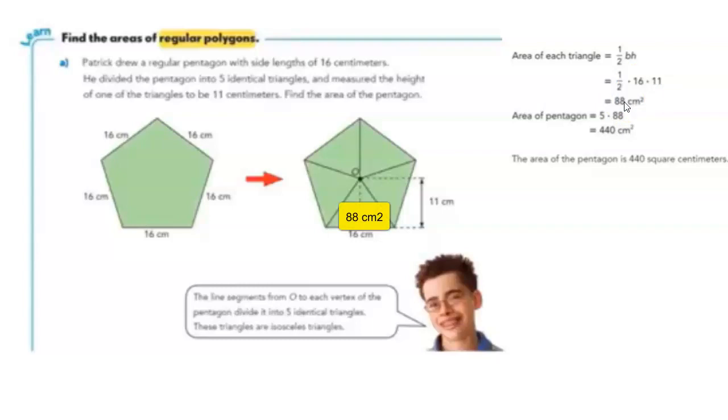But I have 5 triangles, not just one. So I have to multiply 5 times 88 to get 440 centimeters squared. So the area of this pentagon is 440 square centimeters. Let's look at one more problem.